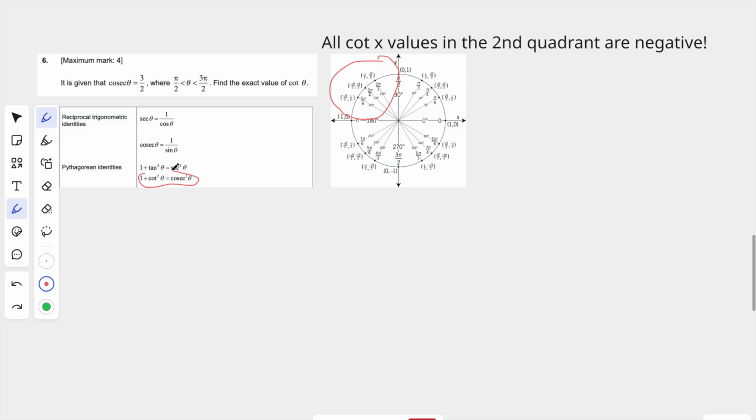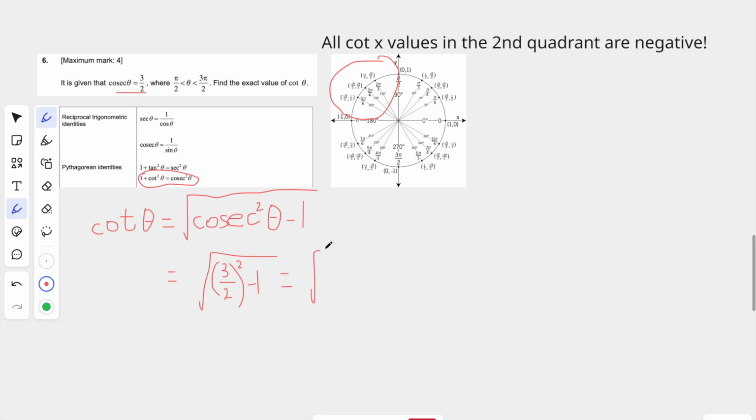Using the Pythagorean identity provided in your formula booklet that 1 plus cotan squared theta equals cosec squared theta, we can rearrange the identity by making cotan the subject and get the alternative but equivalent identity that cotan theta equals the square root of cosecant squared theta minus 1. We can substitute cosecant theta for 3 over 2, as that is provided in the question, which means we have square root of 3 over 2 squared minus 1. We then do 3 over 2 squared, which is 9 over 4, subtract 1, which results in 5 over 4.